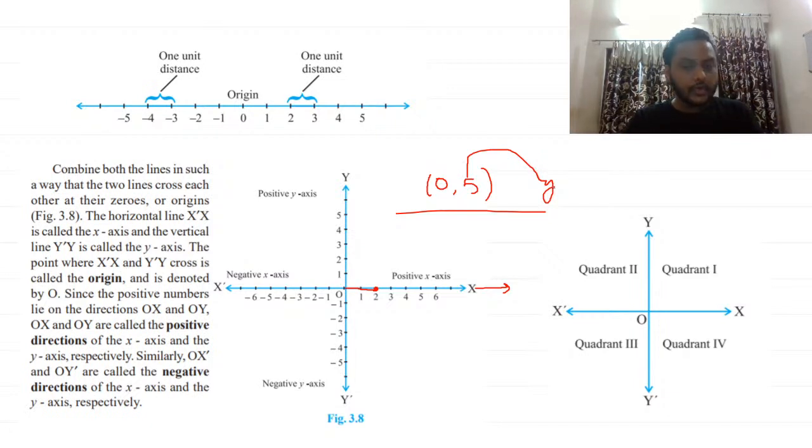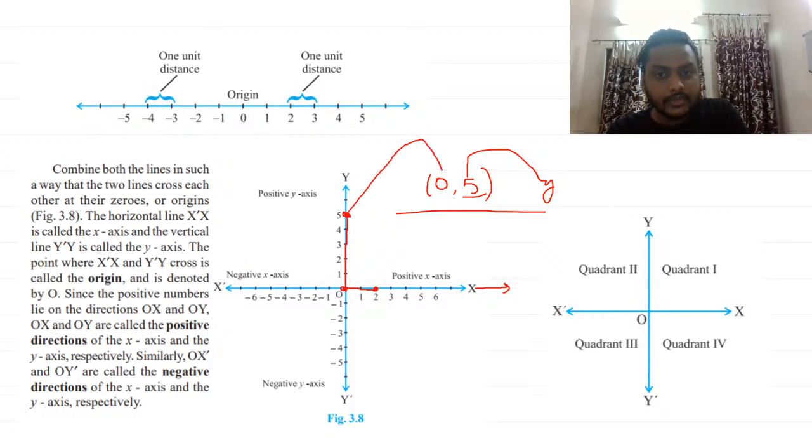Okay. So if I plot this point, first of all my x will remain as 0. My x is 0. And what is my y? My y is nothing but 5. So now I will go up in the direction of the y-axis till 5, and this is going to be my point. Okay, so this will be my point 0,5.